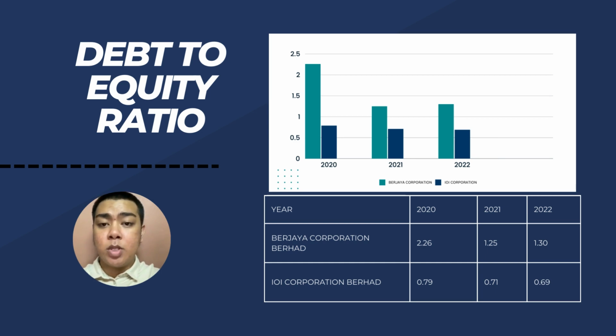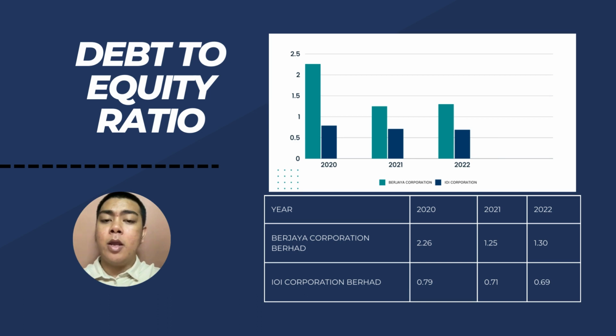But from 2021 to 2022, it increased from 1.25 times to 1.30 times. Maybe this is because the owner has lost much capital and is unable to pay the debt.